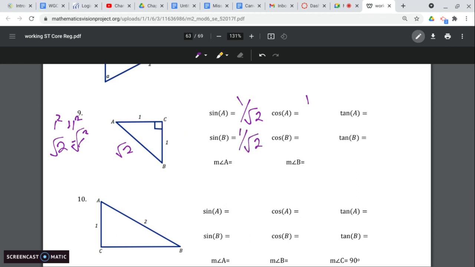Cosine of A will be 1 over root 2, and so will cosine of B. Tangent of A is opposite over adjacent, so 1 over 1, or 1. Tangent of B will be the same thing. And then the measures of A and B, because this is an isosceles triangle, both of them will be 45 degrees.